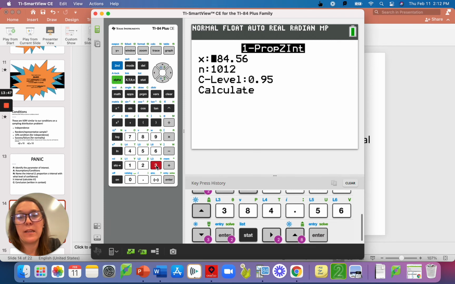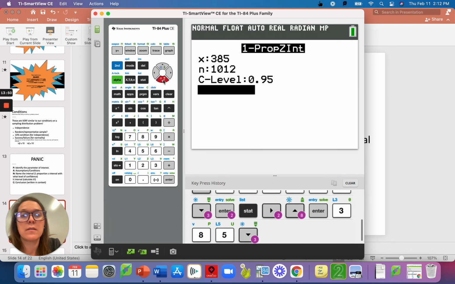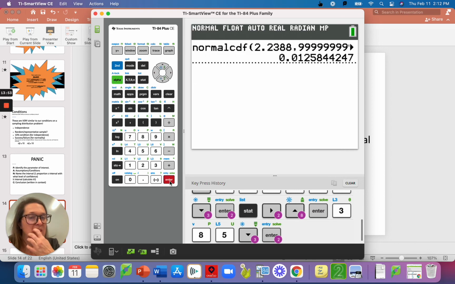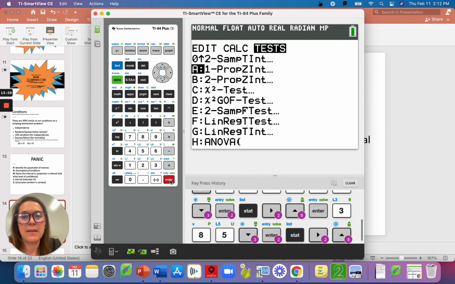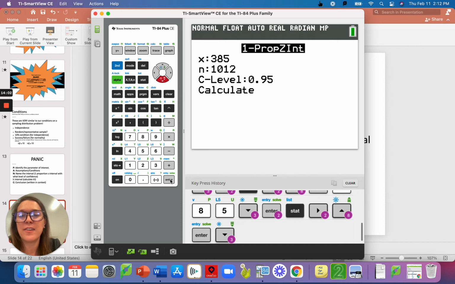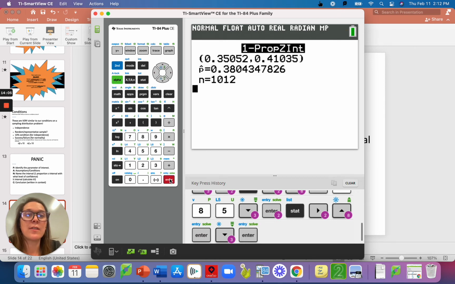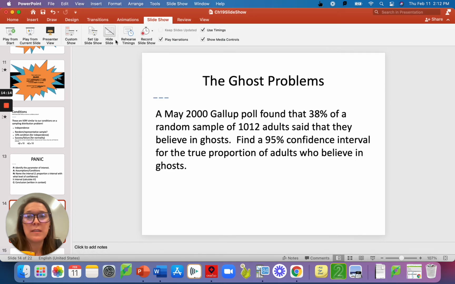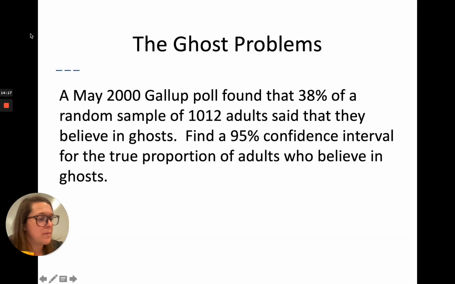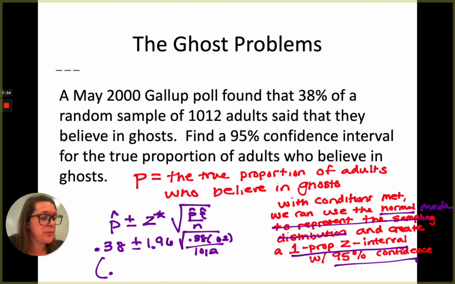So I'm going to round up to 385. It's not going to make that big of a difference. Hit calculate and hit enter. Oops, I lost it. I hit enter too many times. Come back, baby, come back. That's a song, right? Okay, so there is my confidence interval, right? So it gives us the P hat, it gives us our N. So we're at 0.35 to 0.41. So now I'm going to come back to this. 0.35 to 0.41, is that what I got? So 0.35, comma 0.41. Okay, so you could technically sit there and do all that math out if you want, but why do that when your calculator will do it for you?